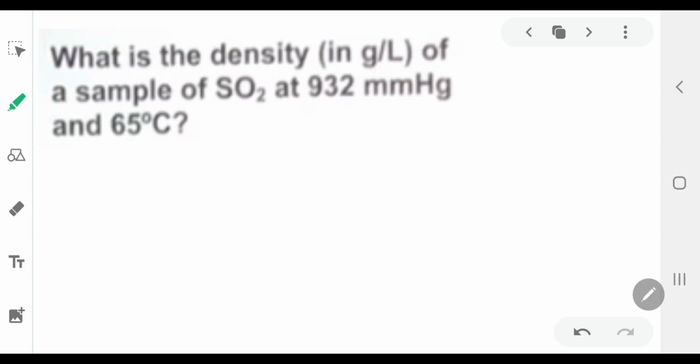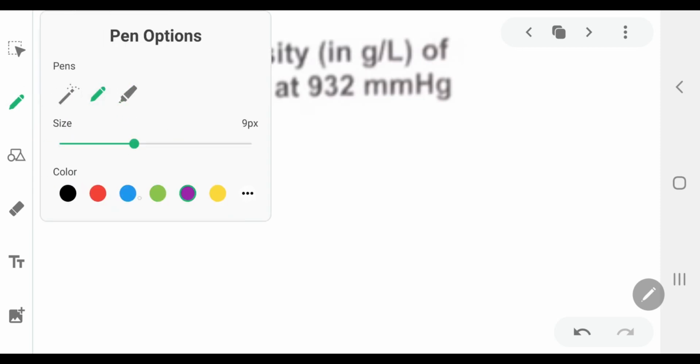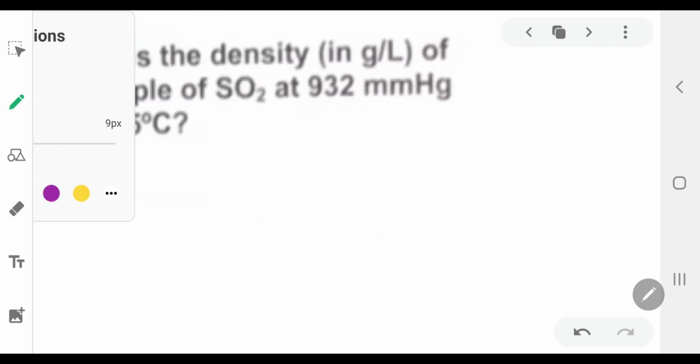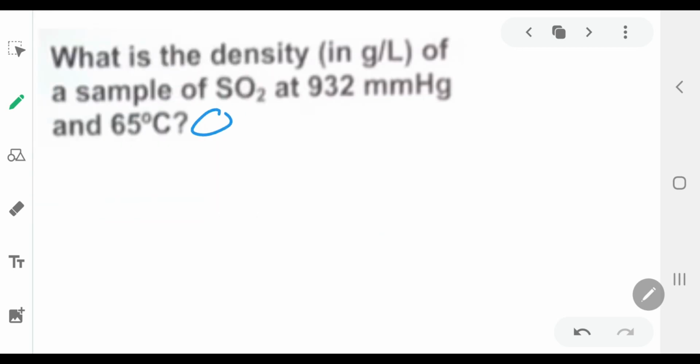And now let's have a look at two examples for density of ideal gas. This is a very typical, very simple question on ideal gas when they want you to work out the density. As usual, we have to extract all the information. The first thing you need to write down is what the question wants. The question wants you to find the density.